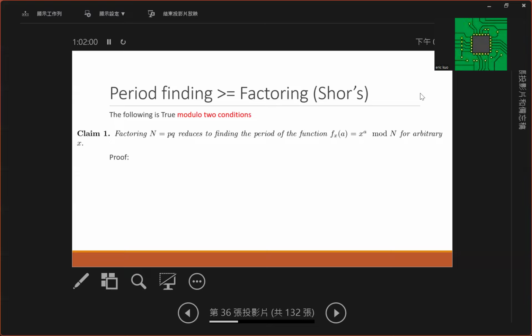Then there's the case that maybe P is in X to the R divided by 2 minus 1, and Q is in X to the R divided by 2 plus 1, or vice versa.